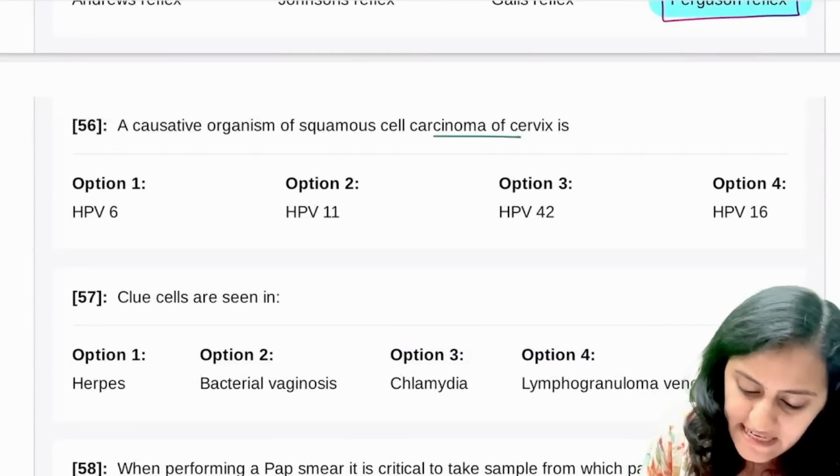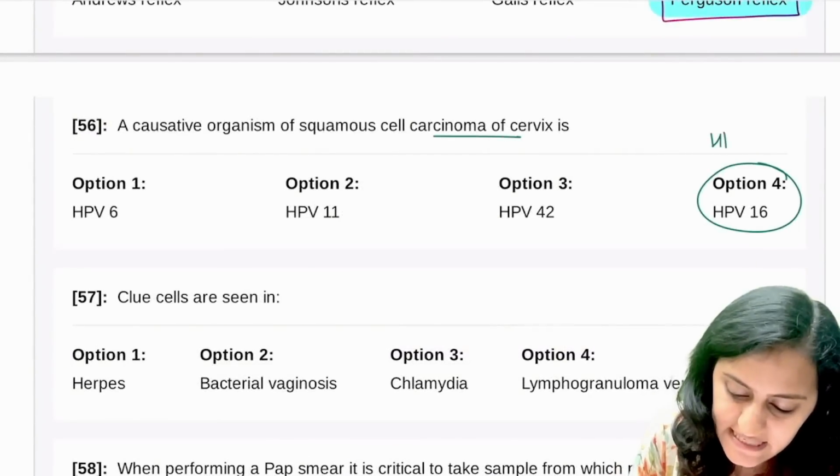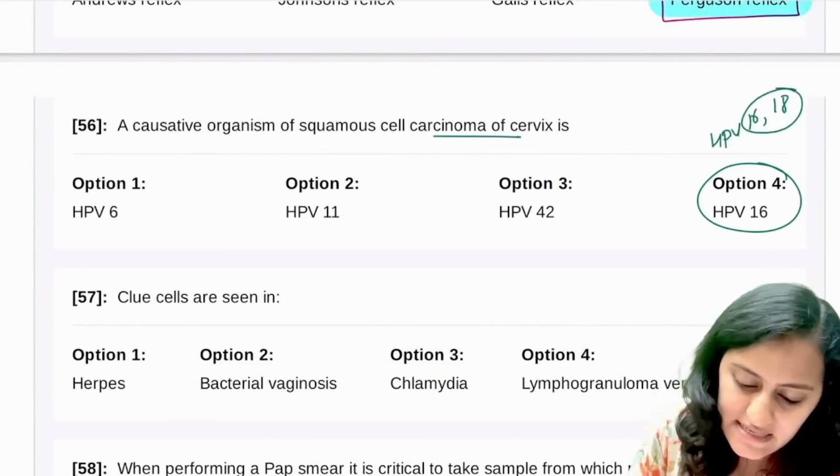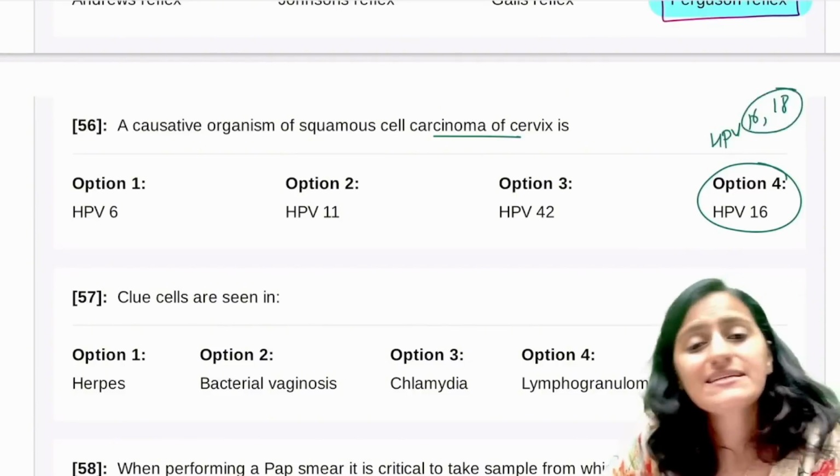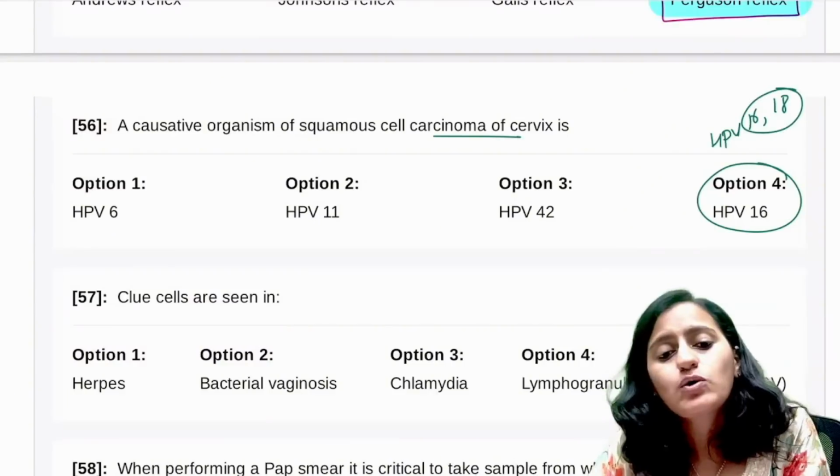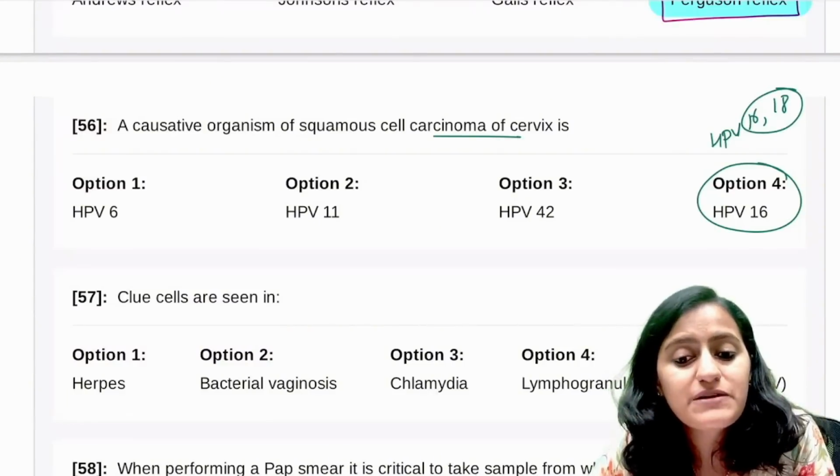Causative organism of CA cervix. Remember, HPV 16 and 18. These are the high risk ones. So the answer here is going to be HPV 16.